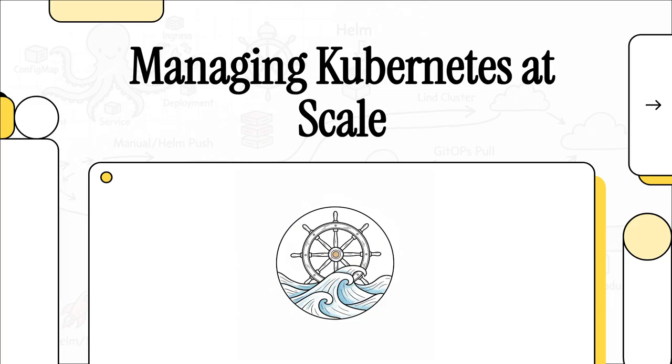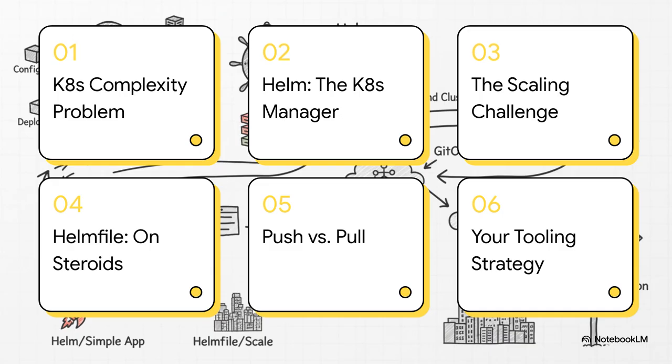We'll look at the journey from managing just one app with Helm to orchestrating your entire world with its supercharged successor, Helmfile. So, here's our game plan. We'll kick things off with the core problem, that YAML sprawl that drives everyone crazy. Then we'll see how Helm came to the rescue. After that, we'll get into the new challenges that pop up when you try to scale. From there, we'll meet Helmfile, dig into the whole push versus pull debate, and finally, lay out a really clear strategy to help you pick the right tool for the job.